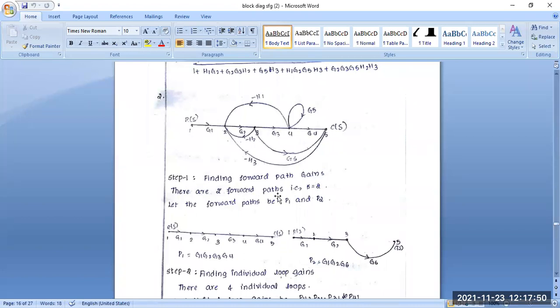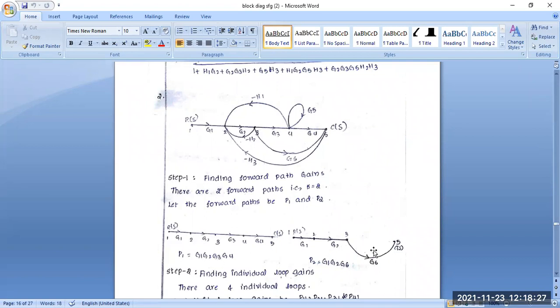There are two forward paths, that is, k equals 2. First we name the forward path gains, P1 and P2. Here you can see the first forward path goes through nodes 1, 2, 3, 4 and 5. So P1 equals G1 G2 G3 G4. These are basically the forward path gains, all of you know.